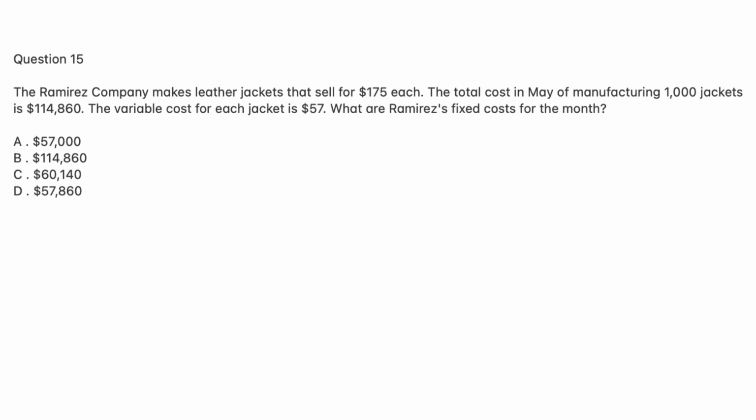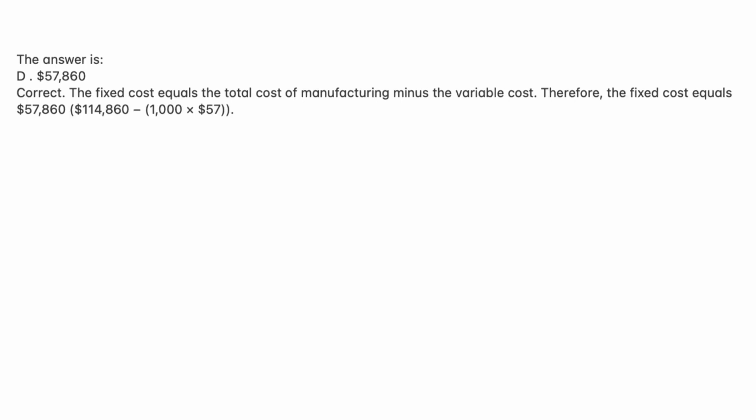Question 15. The Ramirez Company makes leather jackets that sell for $175 each. The total cost in May of manufacturing 1,000 jackets is $114,860. The variable cost for each jacket is $57. What are Ramirez's fixed costs for the month? A. $57,000. B. $114,860. C. $60,140. D. $57,860. The answer is D.